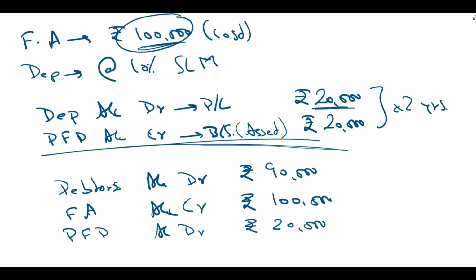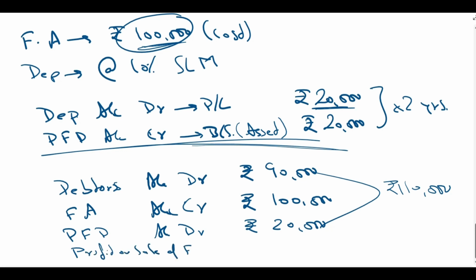If you see, debit total is how much? 110, and credit is just 100. So what is the 10K extra? It is my profit. Profit on sale of fixed assets, credit dollar 10,000. Now this also makes up 110. So this is how it will look like.